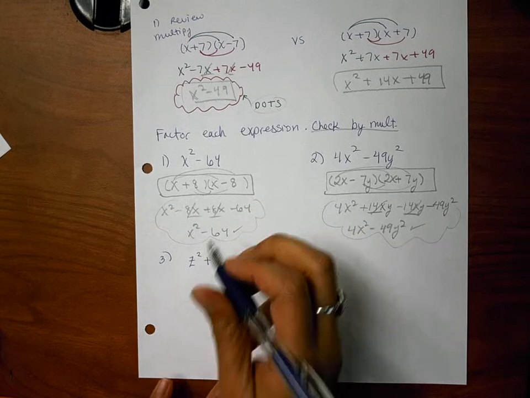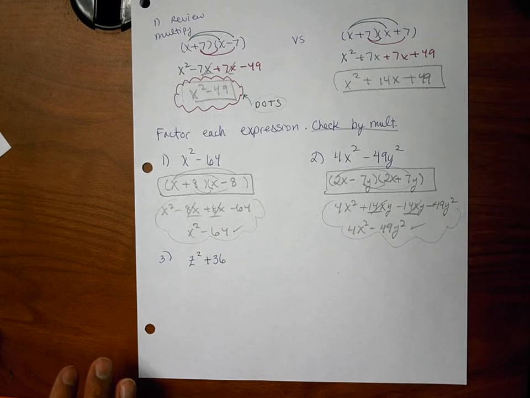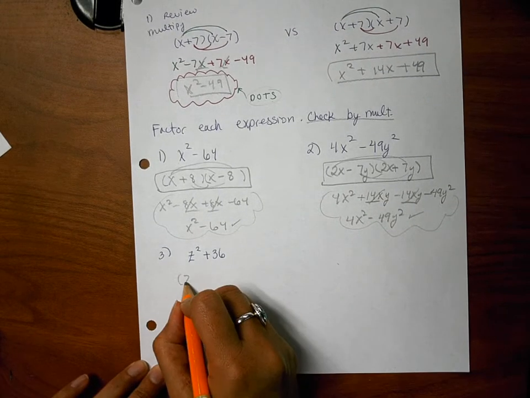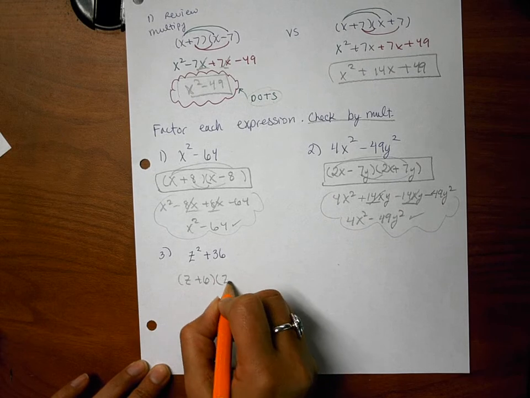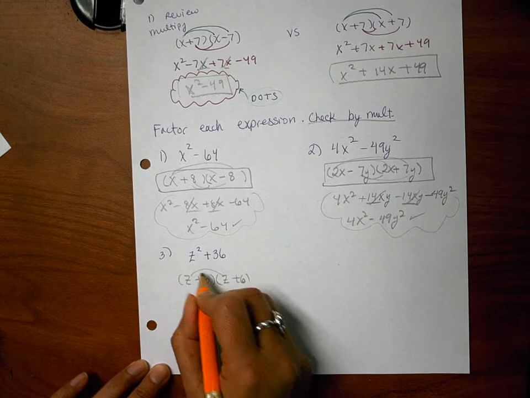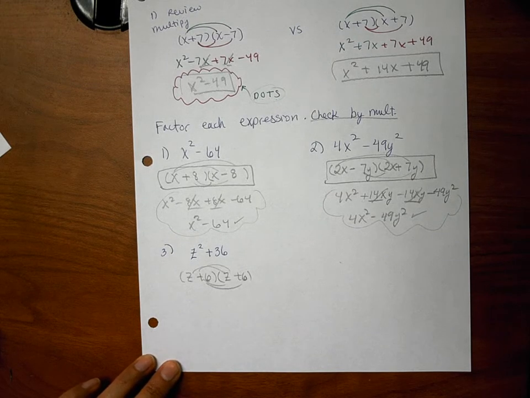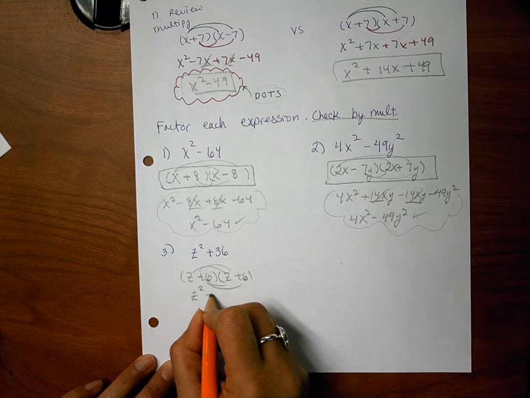Okay. Number 3, z squared plus 36. If you ever see this one, don't be tempted to factor. Kids will say, oh, it's going to be z plus 6 and z plus 6. If you did double distribution, go ahead and try that on your own. Hit pause and try it and combine your like terms.